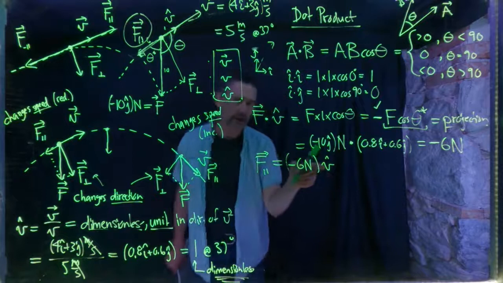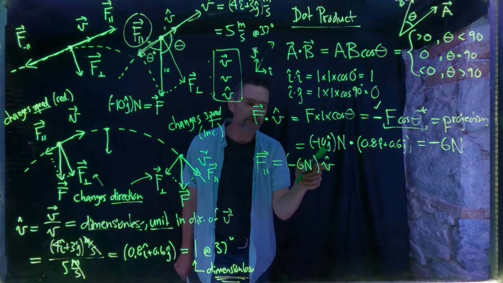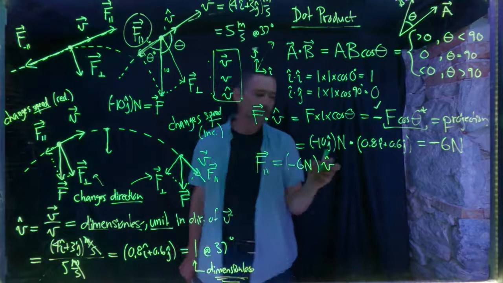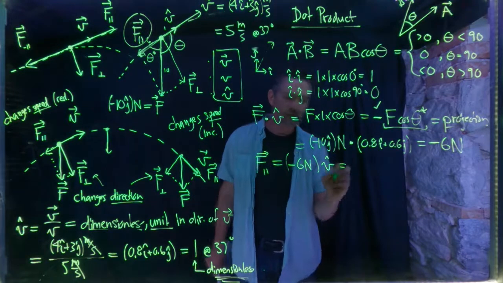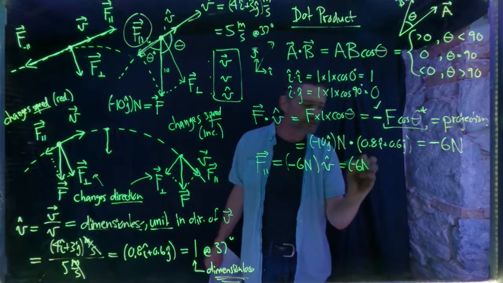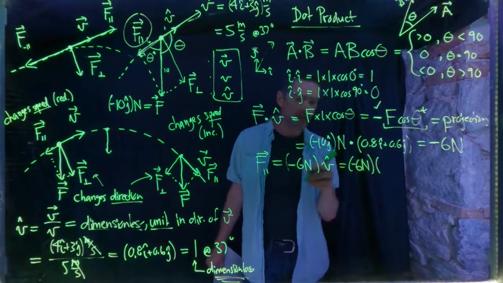Multiplying by v hat doesn't change the length, because v hat has length 1. It doesn't change the dimensions, because v hat is dimensionless. So this is still a force vector. It's negative 6 newtons in the v hat direction. So we can just work this out algebraically. This is negative 6 newtons, just times v hat.